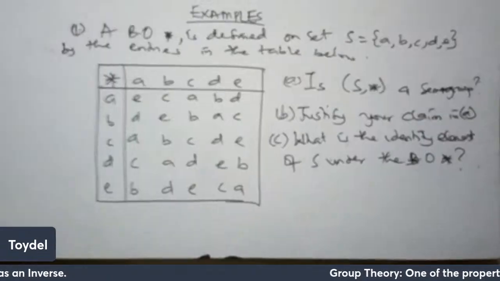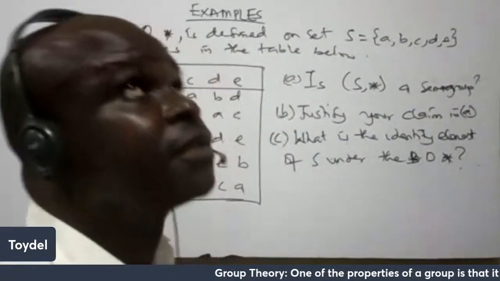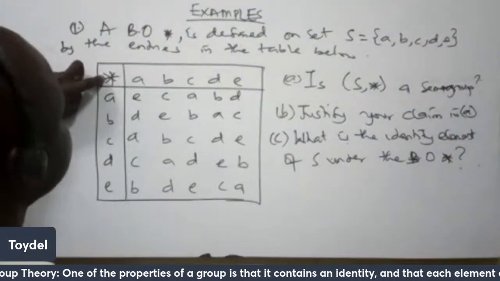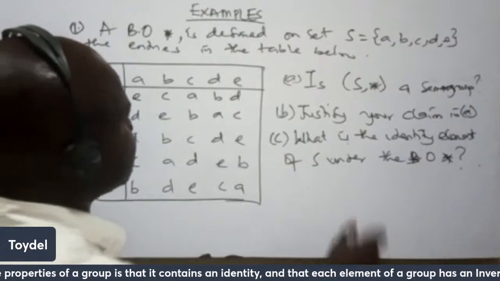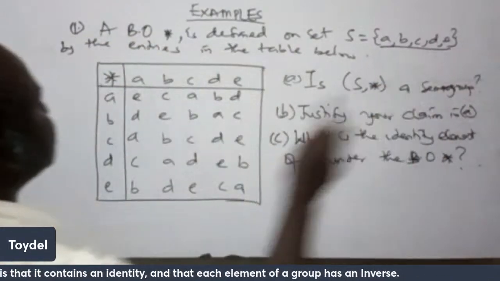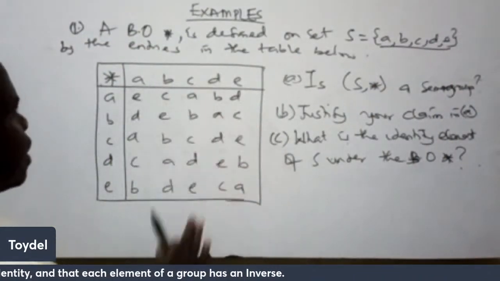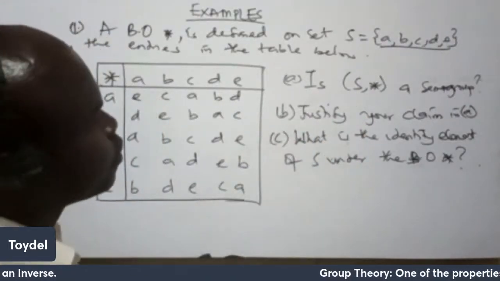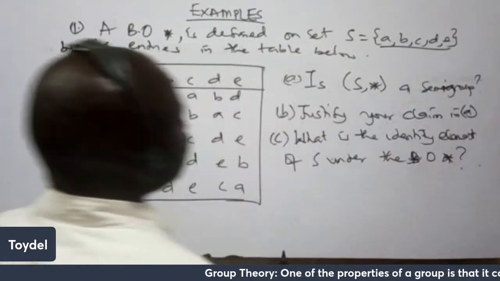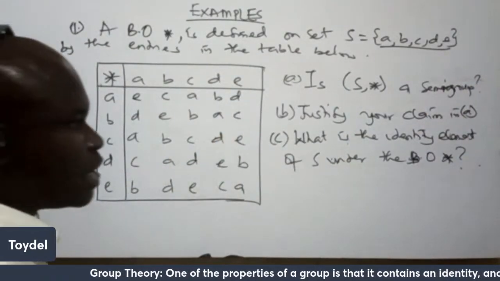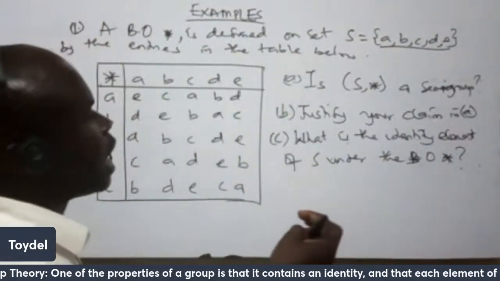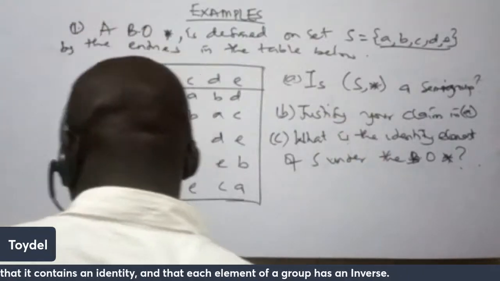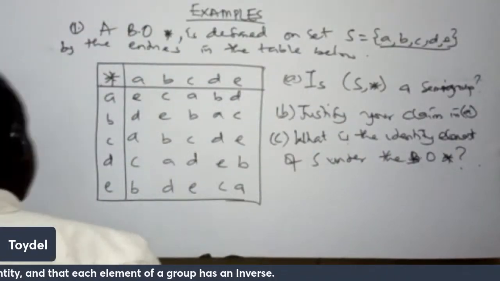So now let's look at the question critically. What are we given and what are we required to find? This is the binary operation. It's defined on the set. There are 5 elements in this set: A, B, C, D, E. By this entry, the set is defined as this. The question now asks: is S, asterisk a semigroup? What will make this a semigroup? S, asterisk will be a semigroup, one, if it is closed, and two, if we are able to verify the associative property. So those are the 2 things that we are going to look at.